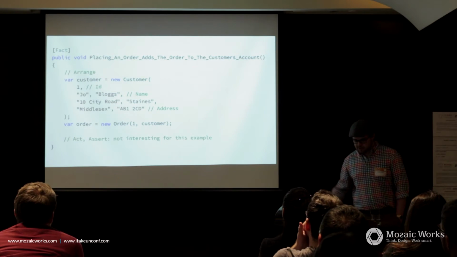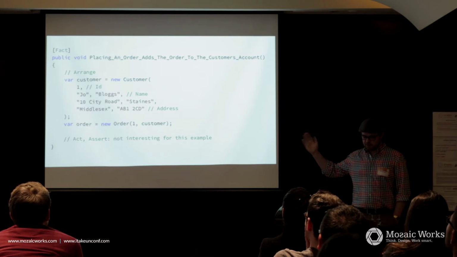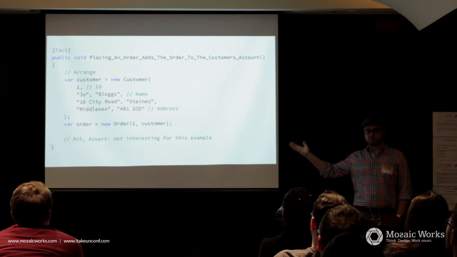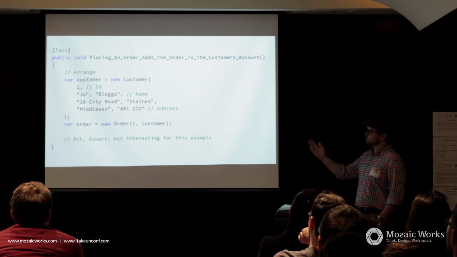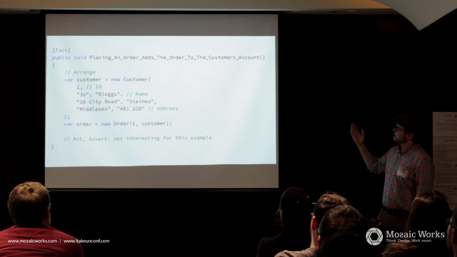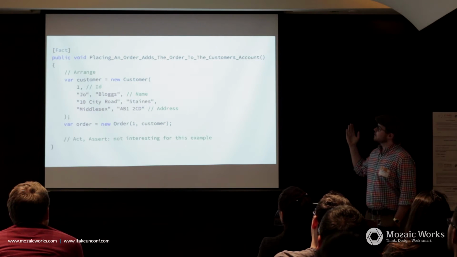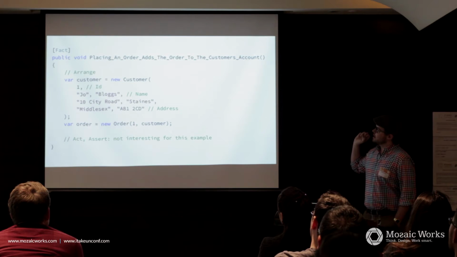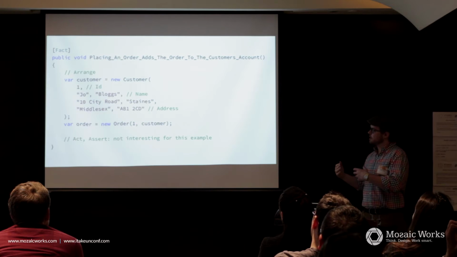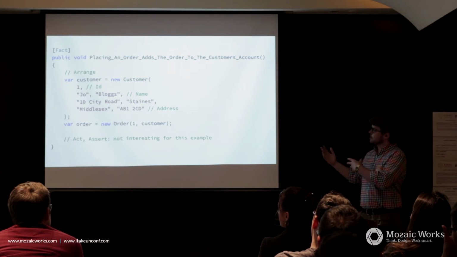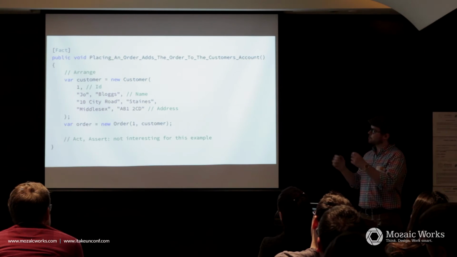So this is some C# code for creating a new customer object from a unit test that I just put together. This is a fairly standard unit test. We create an object, we create a couple of objects rather, that have a bit of a relationship.